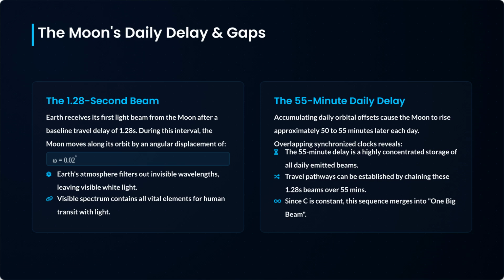While classical astronomy explains this through orbital mechanics, this theory looks at it through the lens of accumulated light wave segments. The light path between the Earth and the Moon takes approximately 1.28 seconds to traverse. When we look at the daily 55-minute delay, we are looking at a concentrated accumulation of these individual 1.28-second beams over the course of a day. The core thesis here is simple yet profound. Because the speed of light, c, is absolute, meaning it does not change regardless of how long the wave runs, we can chain these 1.28-second segments back to back over a 55-minute duration.